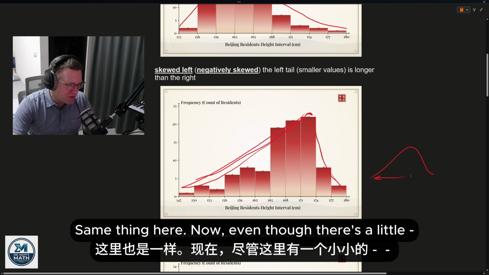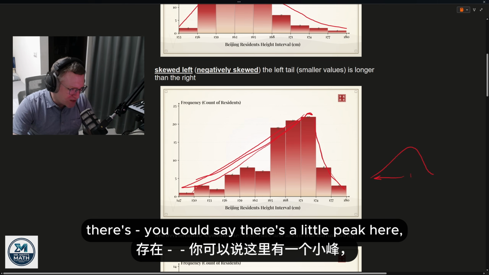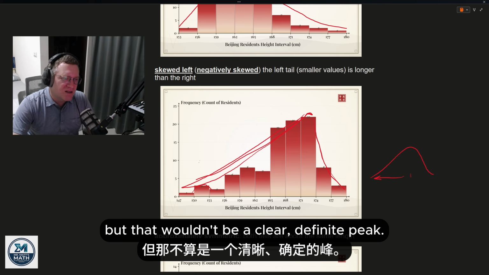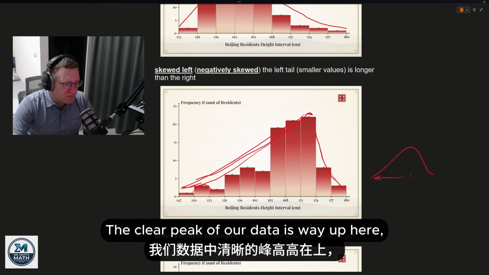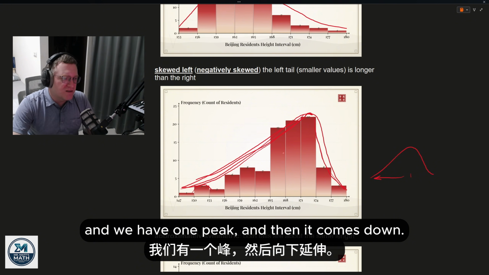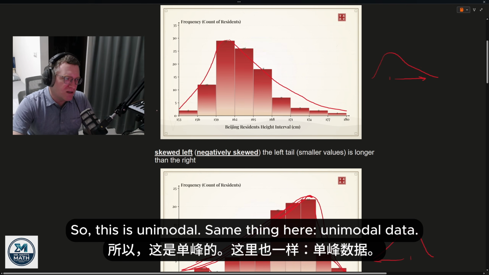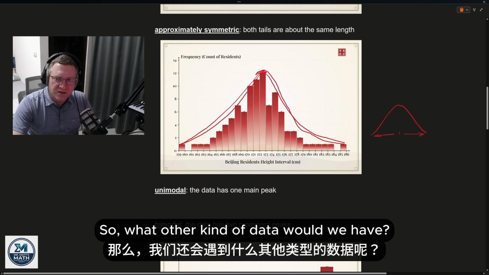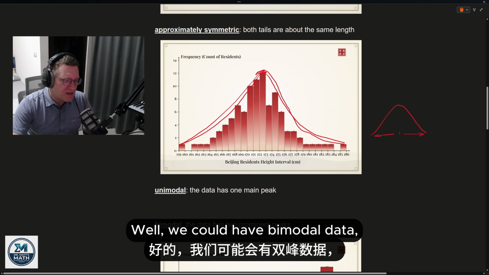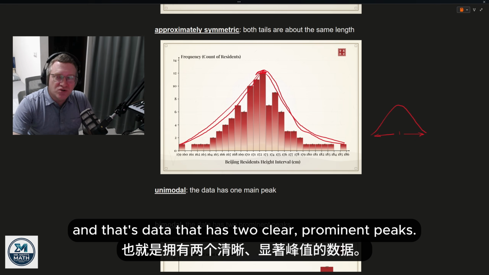Same thing here. Even though you could say there's a little peak here, that wouldn't be a clear, definite peak. That's just a little bump in the data. The clear peak of our data is way up here, and we have one peak, and then it comes down. So this is unimodal. Same thing here, unimodal data. So what other kind of data would we have? Well, we could have bimodal data, and that's data that has two clear, prominent peaks.